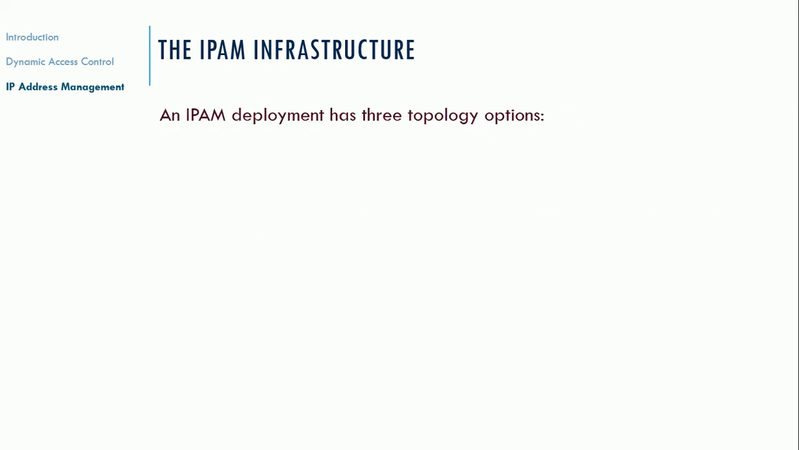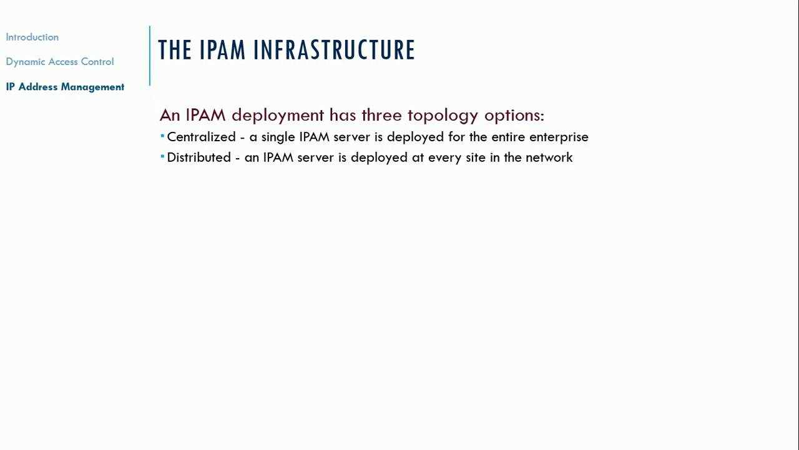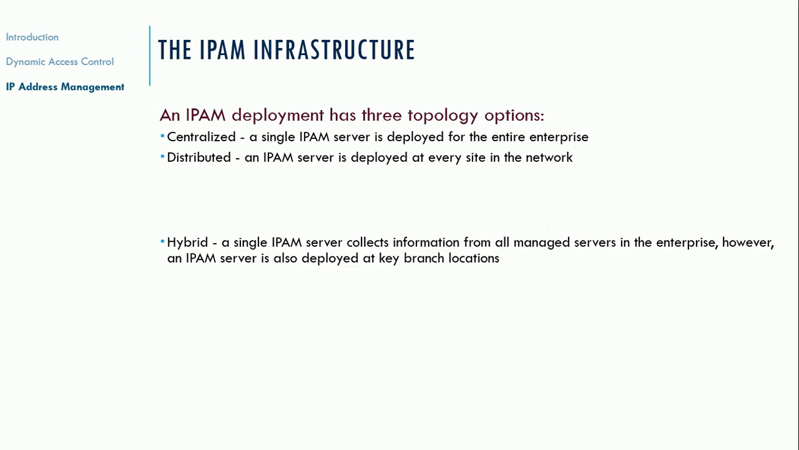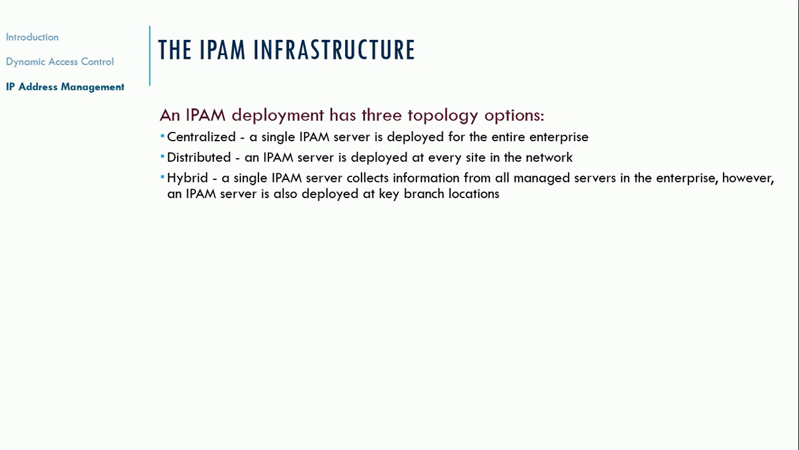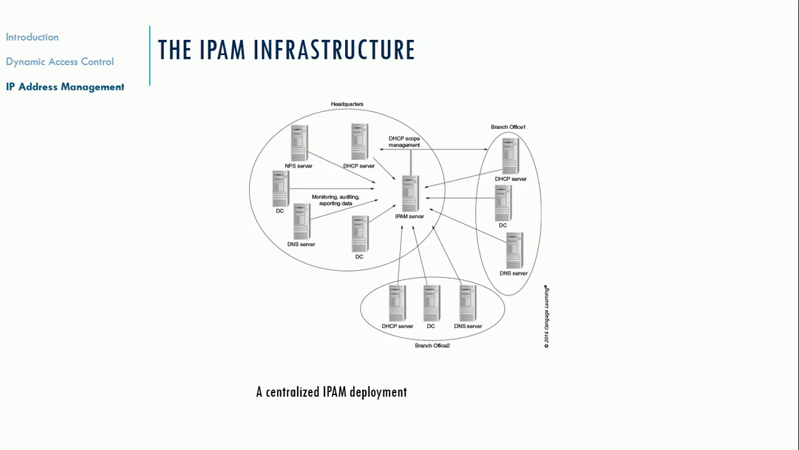So IPAM deployment has three topology options. You have centralized, where you have one centralized IPAM server that's deployed for the entire enterprise. And then you have distributed, where an IPAM server is deployed at each site in the network, each maintaining its own list. And then you can do a hybrid model where you have a centralized server that collects information from the entire enterprise, but you might have an IPAM server also deployed at some key locations, at some larger branch locations. So here's an example of centralized deployment.